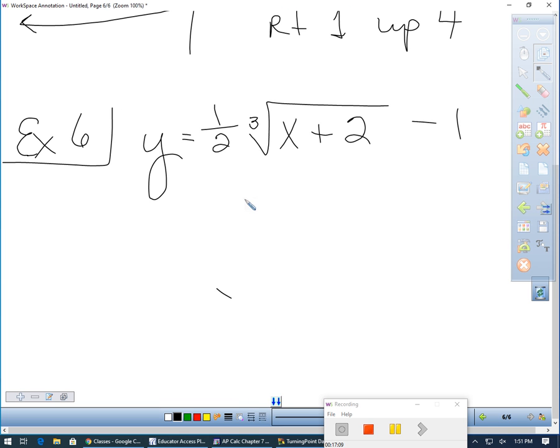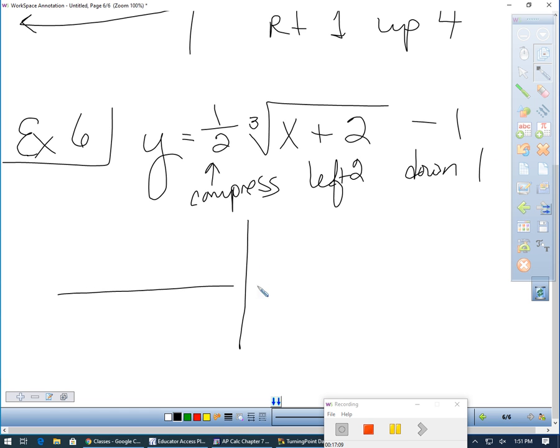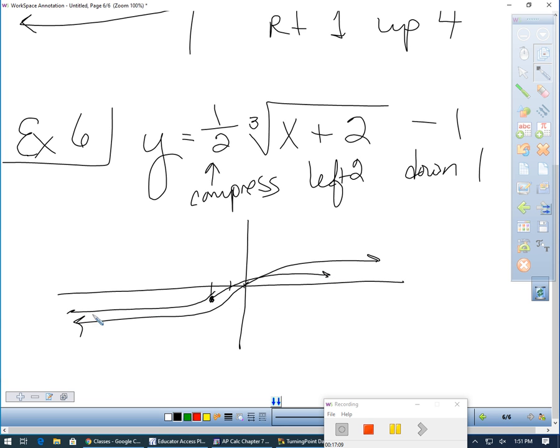All right, so what is this actually going to do? Yeah, it's going to flatten out, so this is a compression, right? Good. What else is it going to do? Good. Left 2 and down 1. Awesome. Okay. So, if my original parent function is this cube root function that sits right here, this is going to get flatter. It's going to go to the left 2 spot, and it's going to go down 1. So here's kind of my middle point where the origin started, right? And it's going to be more of a flat section. So it's going to fall inside.